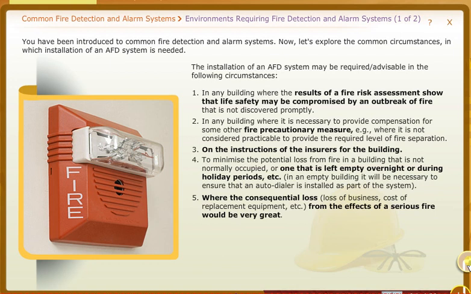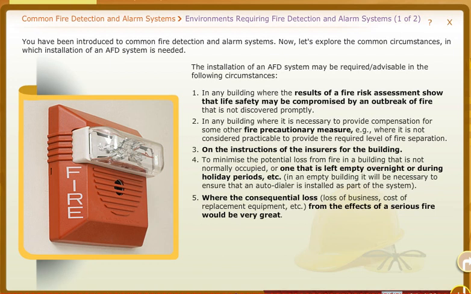In any building where it is necessary to provide compensation for some other fire precautionary measure, for example, where it is not considered practicable to provide the required level of fire separation. On the instructions of the insurers for the building. To minimize the potential loss from fire in a building that is not normally occupied, or one that is left empty overnight or during holiday periods, etc.